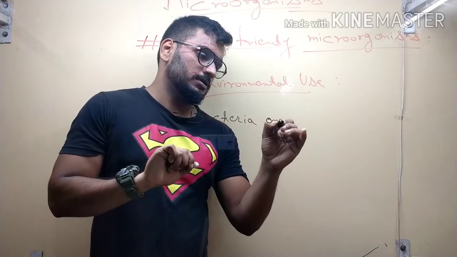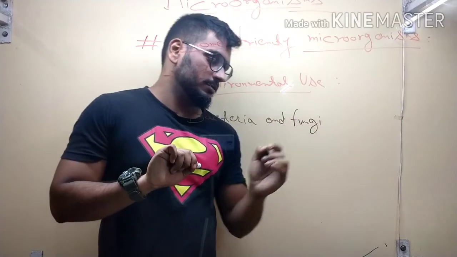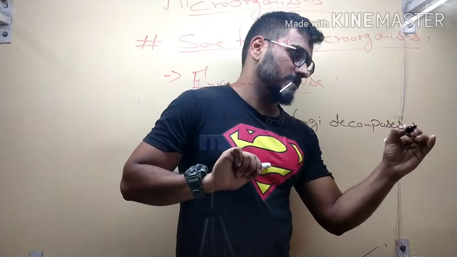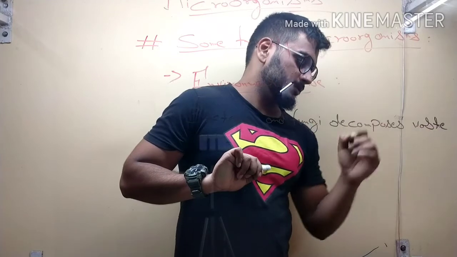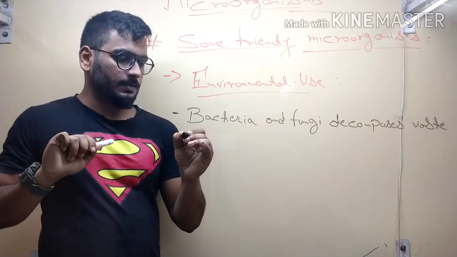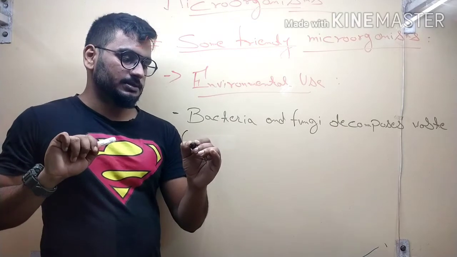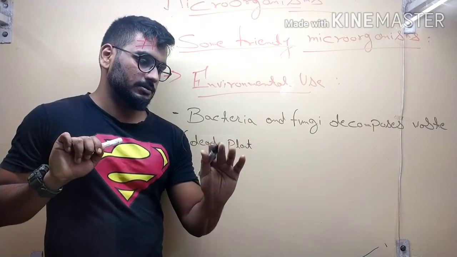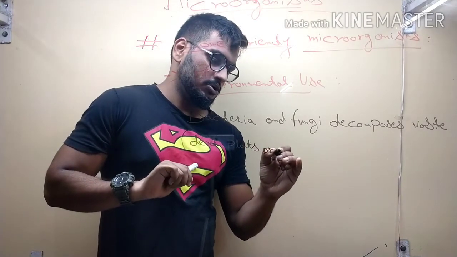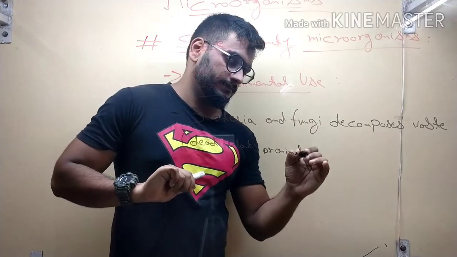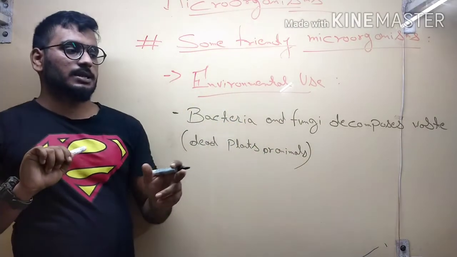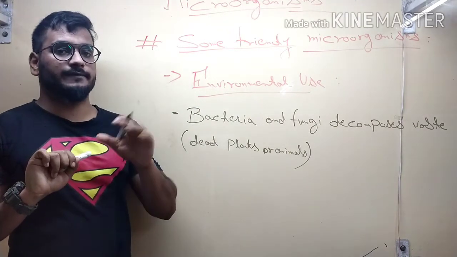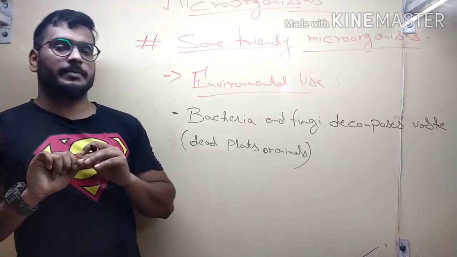Bacteria and fungi decompose wastes. When I say waste, then waste means dead plants and animals. Dead plants or animals, bacteria and fungi decompose them into simpler substances and then they convert into soil. This keeps our environment clean.